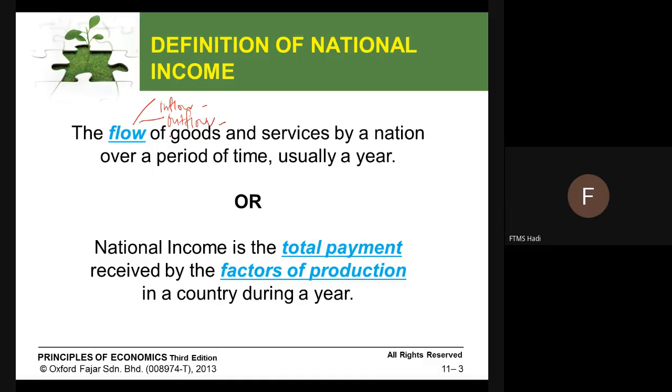Another definition is that national income is the total payment received by the factors of production in the country during a year. Whatever the government receives. The factors of production, as we had before, are four: land, labor, equity, and entrepreneurship. Those are owned by businesses. Whatever the businesses have, land, labor, equity, and entrepreneurship, are their assets, which also belong to the nation.